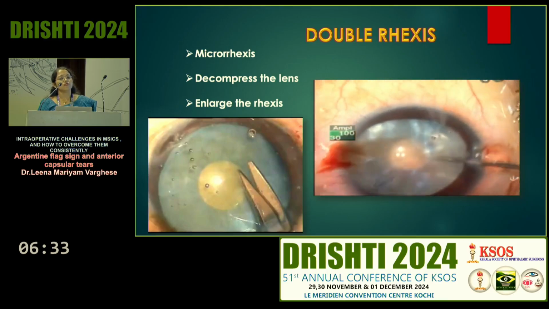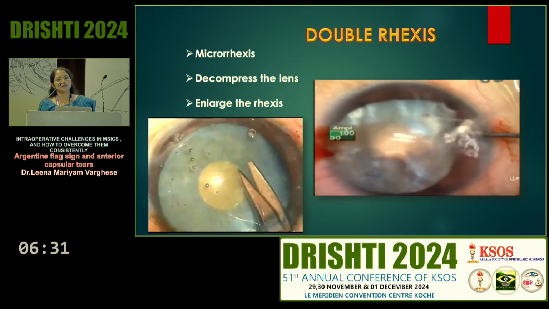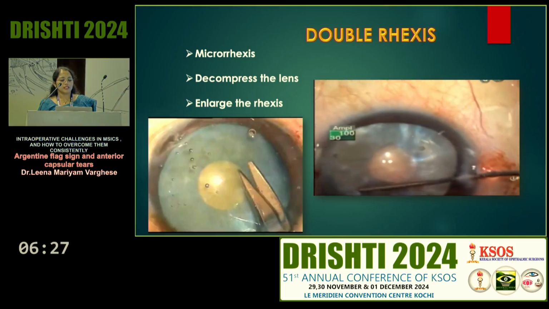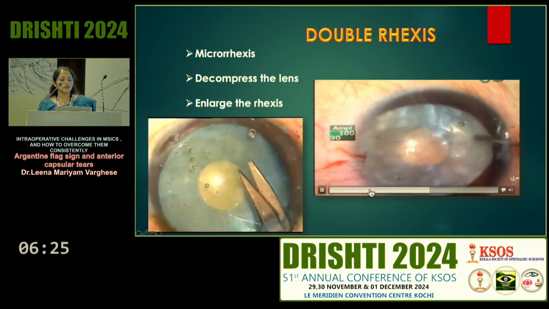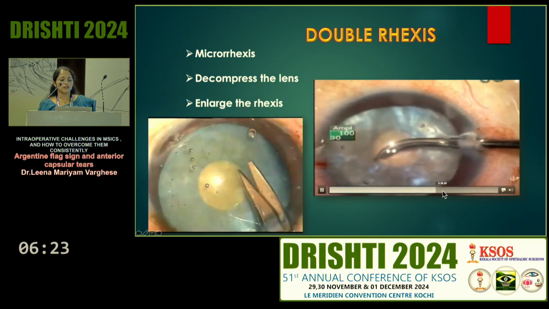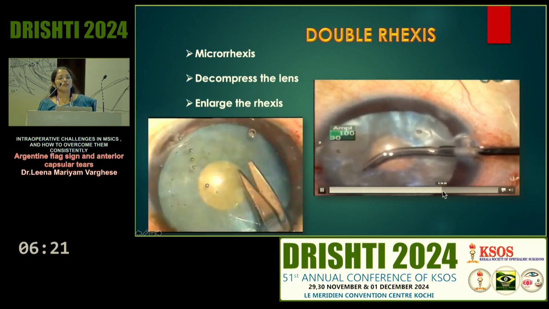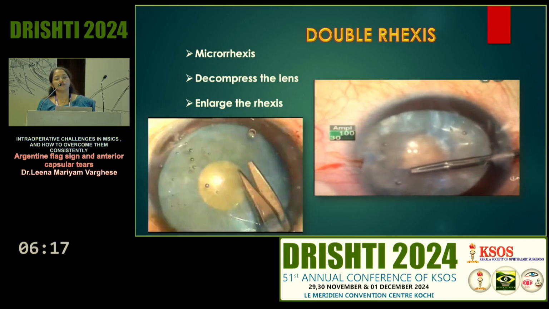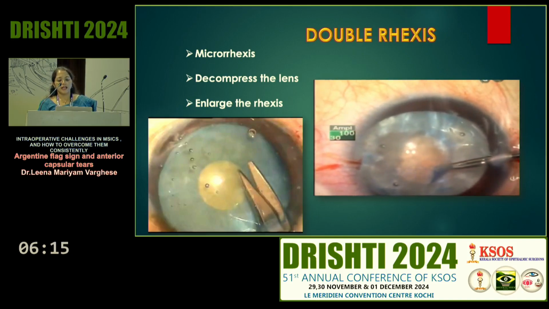Then you use the soft shell technique. You flatten the capsule with viscoelastic. Use micro rhexis scissors to enlarge the rhexis. When you cut, you should cut tangentially at the micro rhexis. And once the cut is made, you have a flap with which, using a forceps, you enlarge the rhexis to an adequate size.